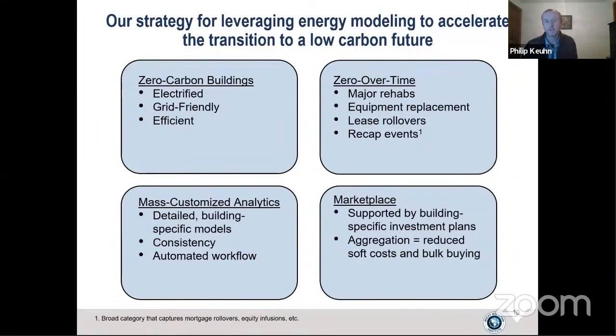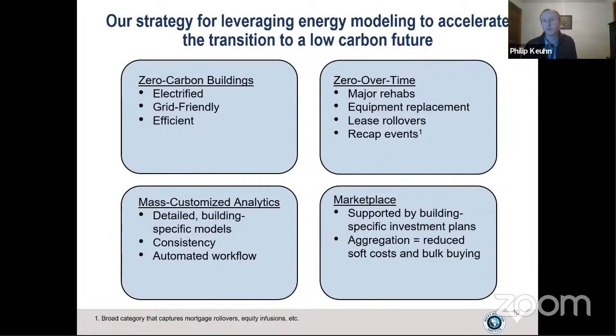The mass customized analytics is what we're going to talk about most after I move off of this slide. And that's really about how do we get detailed analytics for a large number of buildings in a consistent way that is fast enough and cheap enough for the market to adopt.